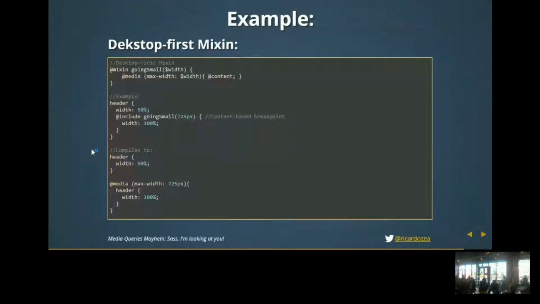As far as desktop first, it's the same thing. The only thing here is that it changes from going large to going small, and we changed the min width to max width. So in this case, the header is going to be width 50%, and then at 725 pixels, because we're going small, it's going to turn into width 100. This is exactly what we have here when it compiles: header with 50% on desktop, and on smaller screens, starting at 725, it's going to turn 100%.